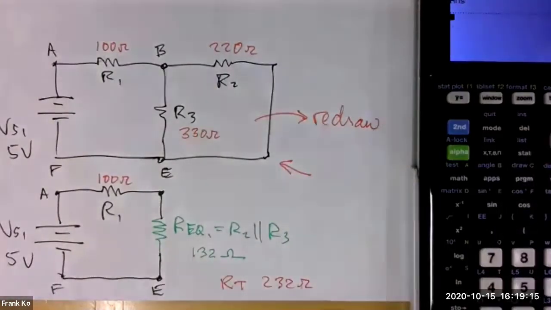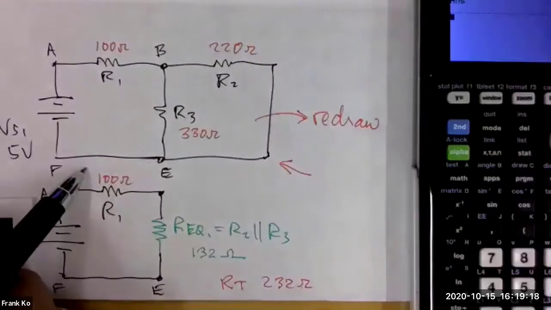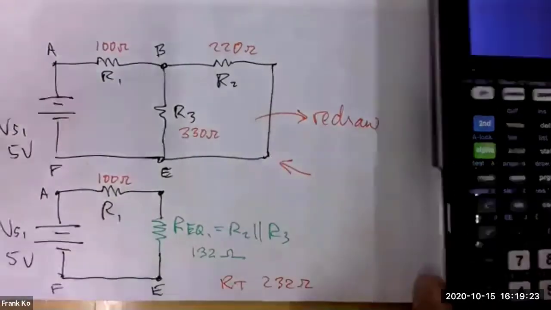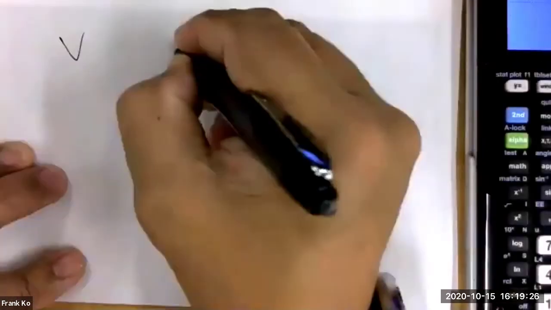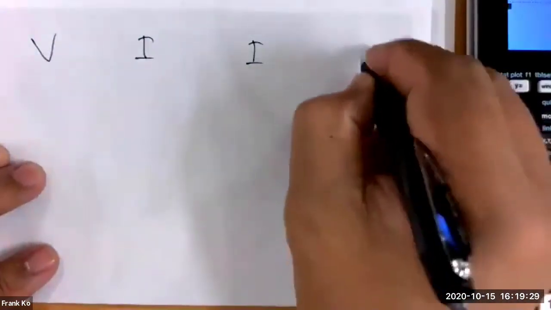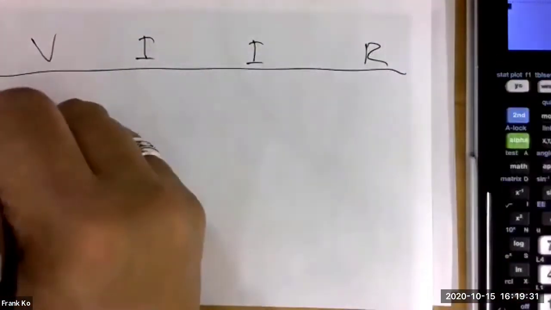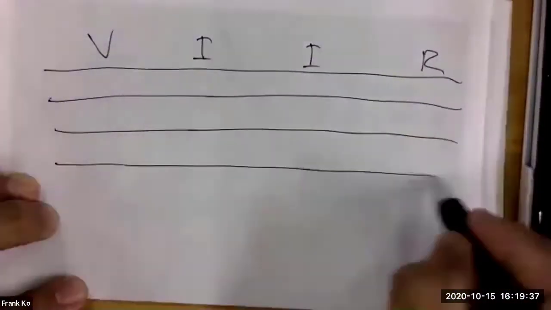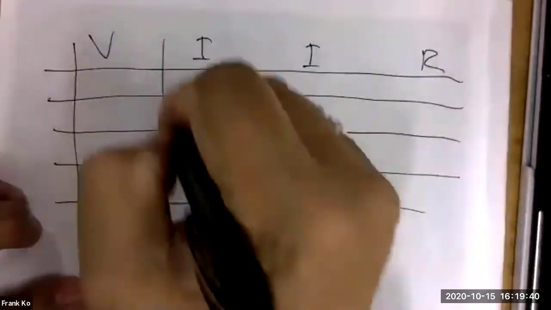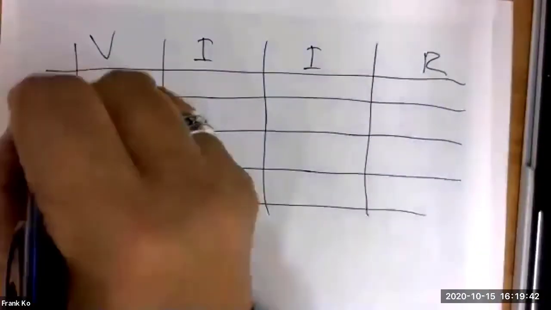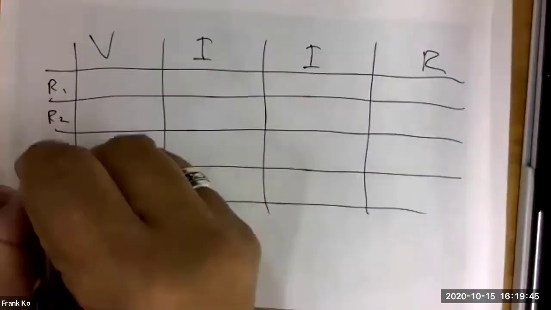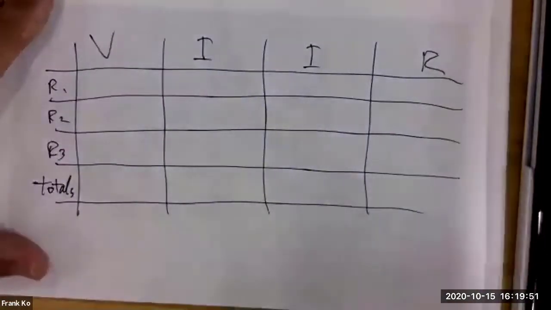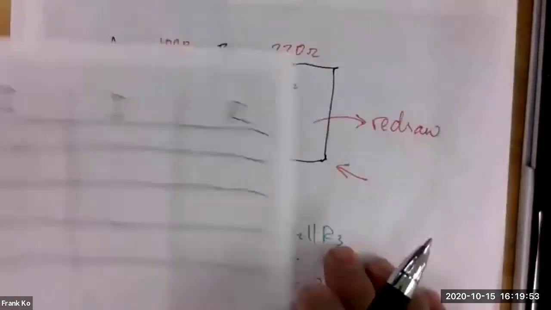Now the VIR for this is going to be very similar to what we've done before with one slight modification. The VIR, V-I-I-R, I'm going to have two columns for I, two columns for I. You'll see why in a moment. This will be for R1, this will be for R2, this will be for R3, and this will be for totals. And we don't need to calculate everything, but we do need some components that are necessary.